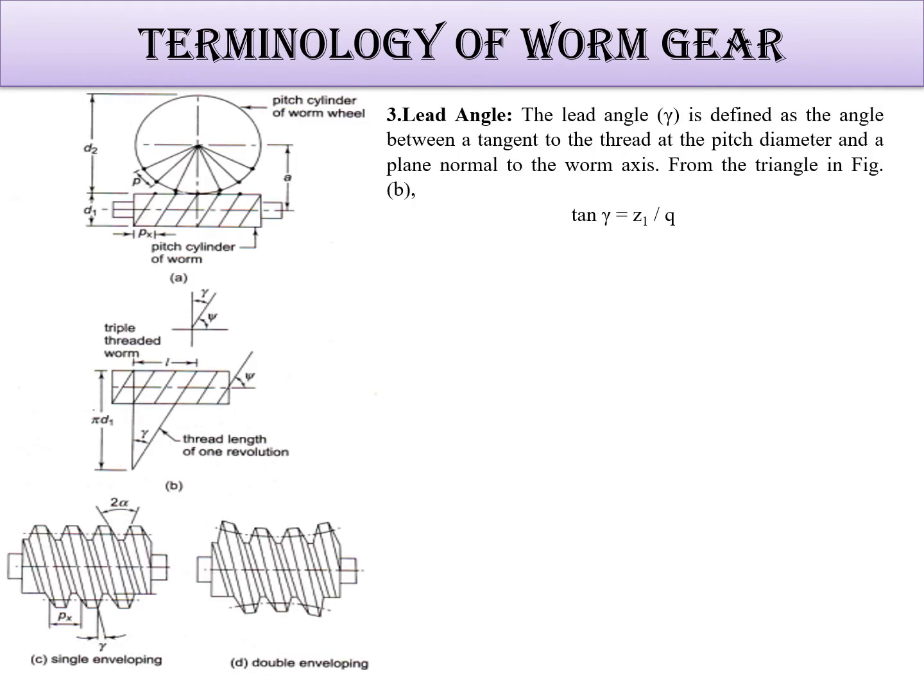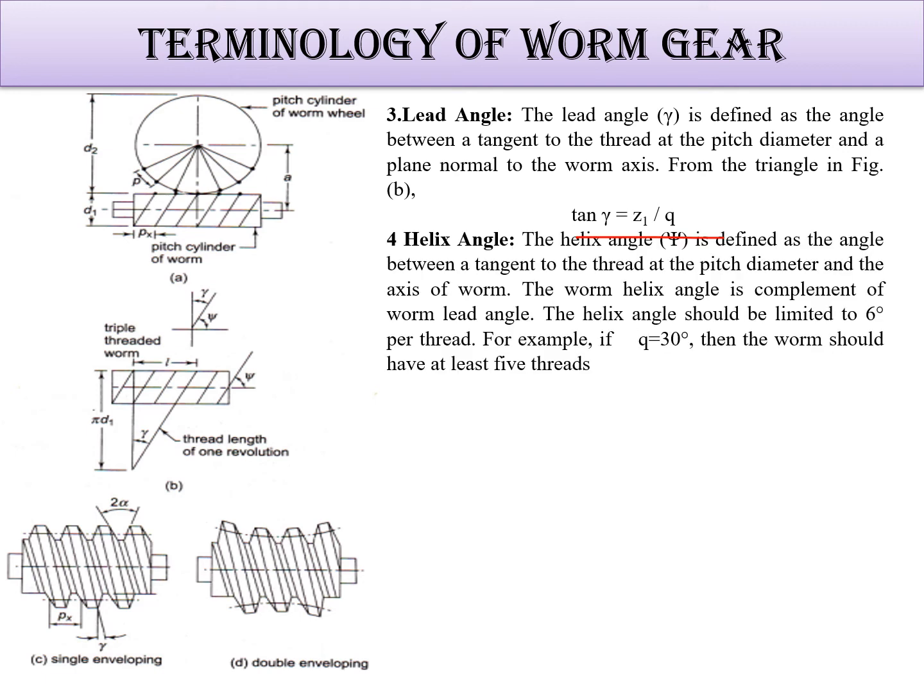Let's understand another terminology, the lead angle. Here is the lead angle, gamma. It is the angle between the tangent to the thread and the common normal drawn here. Whatever angle is made is the lead angle. It is important in designing the screw, and its formula is tan gamma equal to Z1 by Q. By this mathematical equation we can find it.